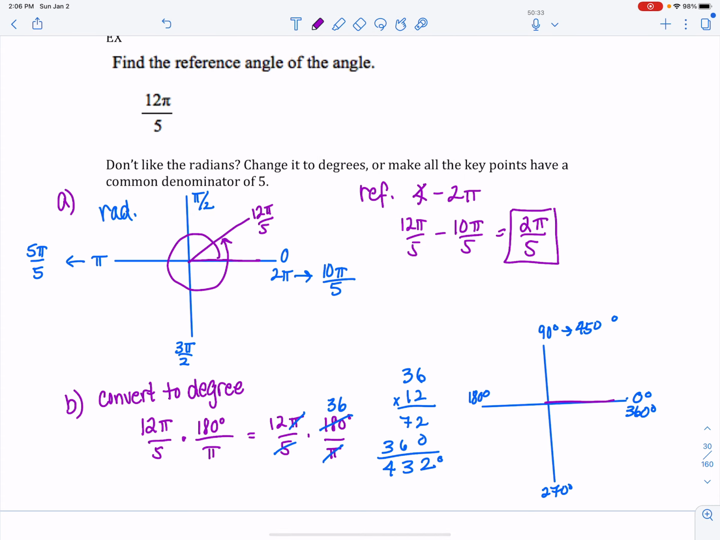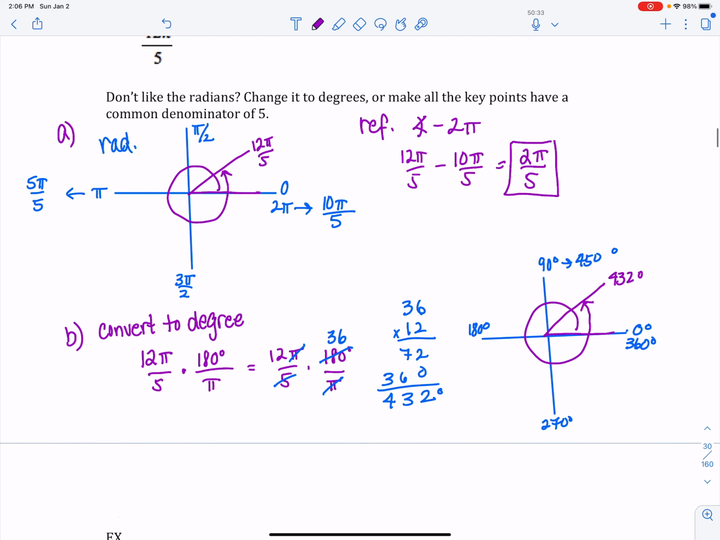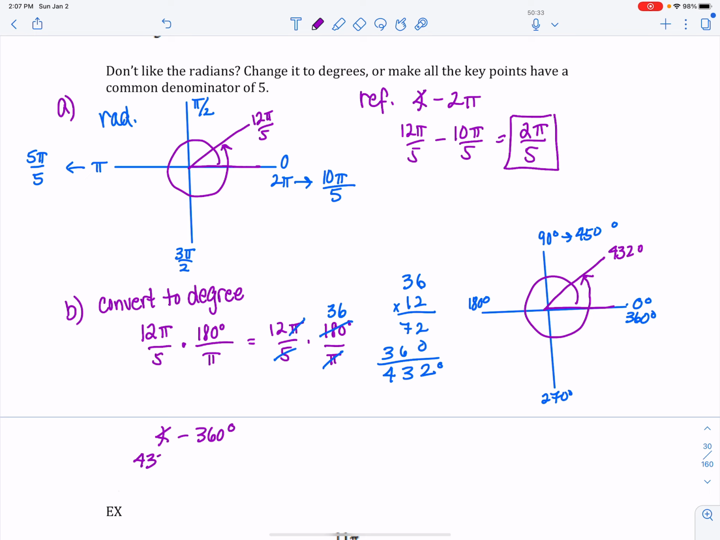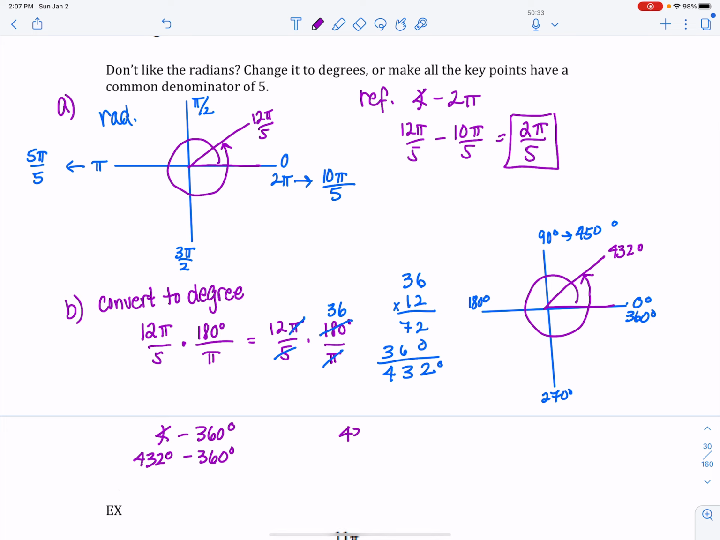So if I draw that out, I know I have to go all the way around and then back up again. So I do the same thing that I did with part A. I'm going to have to take my angle minus 360 degrees. So my angle is 432 minus 360. So let's figure out what that is. I got 72 degrees. So my answer is going to be 72 degrees, in degrees instead of radians.